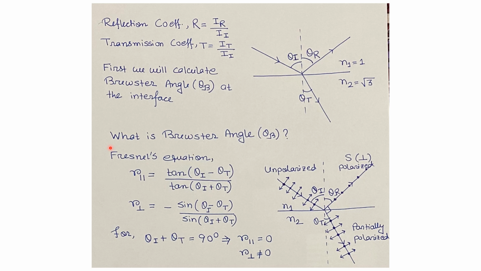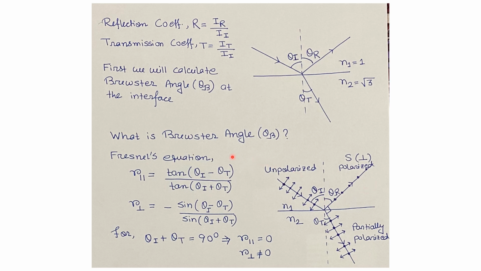First let us discuss what the Brewster angle theta b is. Brewster angle theta b is basically the angle of incidence of an unpolarized light on an interface such that the reflected light will have only the component of S polarized light. That is, the reflected light will have electric field only in the perpendicular direction of the plane of incidence. There will be no component with the electric field parallel to the plane of incidence. That is, p polarized light will not be there.